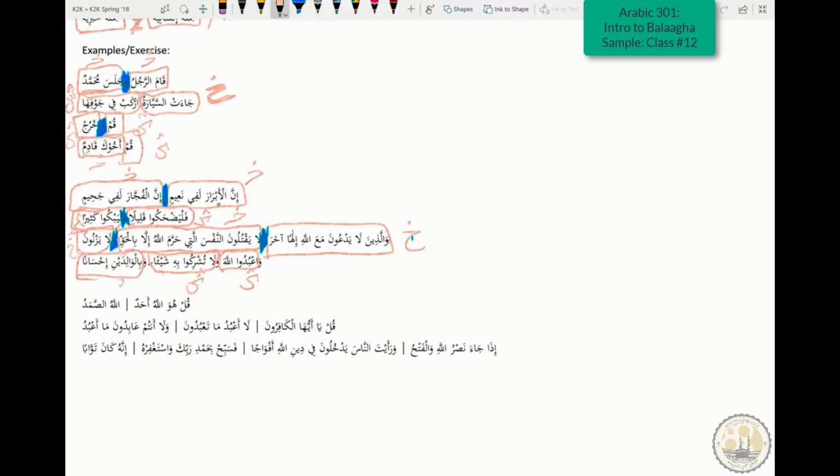Subhanallah. إنشائية. Why is it إنشائية? What makes it إنشائية? Why is it إنشائية? It's a command? I don't see any command verb here. I don't see the lam al-amr. Where's the lam al-amr? It's not there. There's no command verb in there. No.